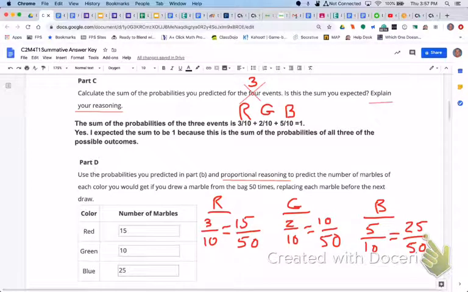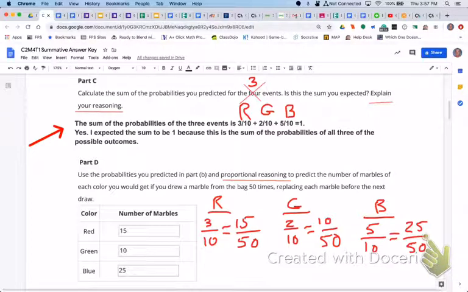For part C, we are calculating the sum of the probabilities for the 3 events. Is this the sum you expected, and explain your reasoning? The sum is going to be 1 whole. 3/10 plus 2/10 plus 5/10 is going to be equal to 1 whole, and we should expect the sum to be 1 because this is the sum of the probabilities of all 3 of the possible outcomes.